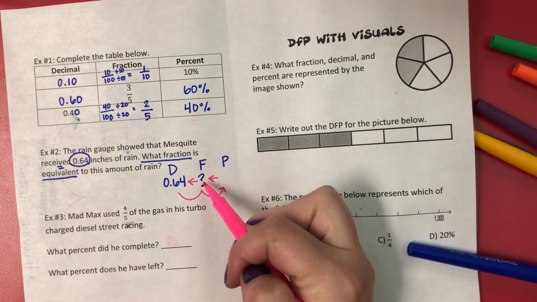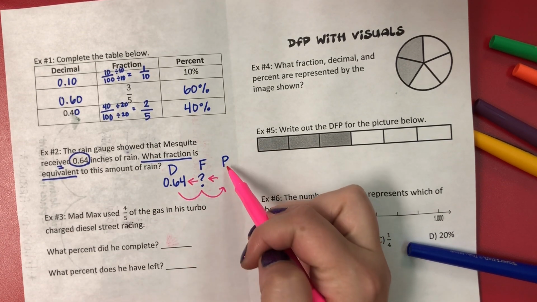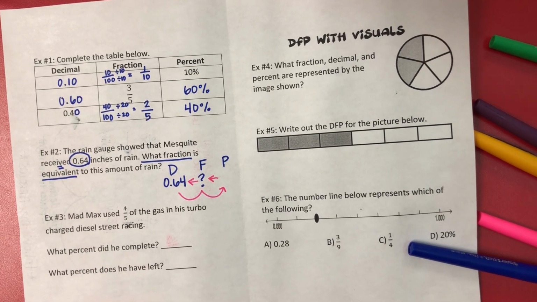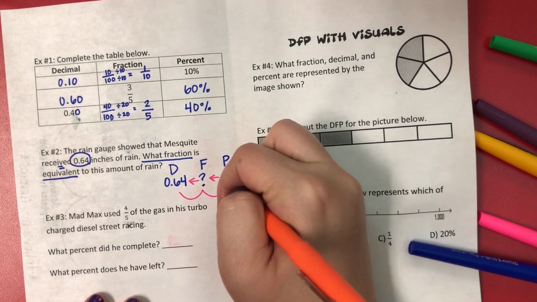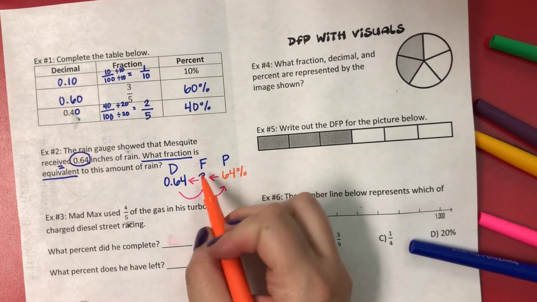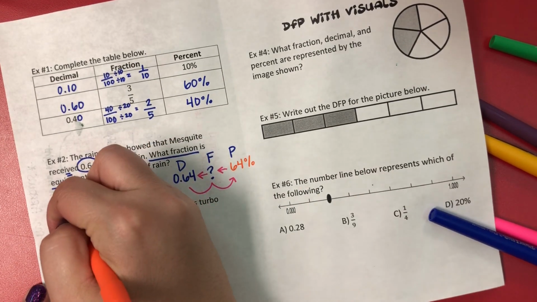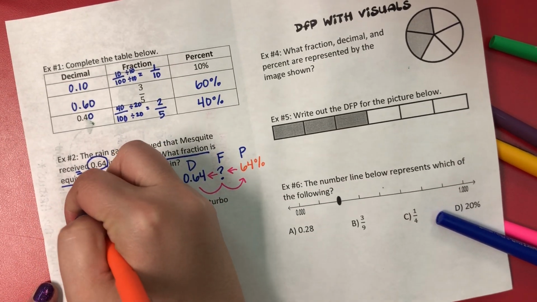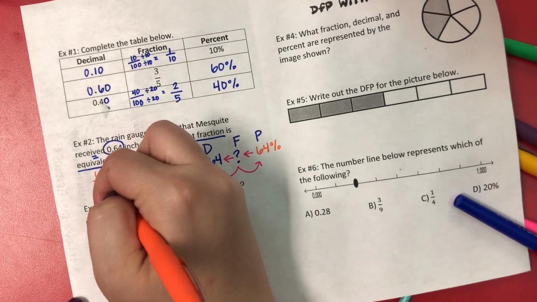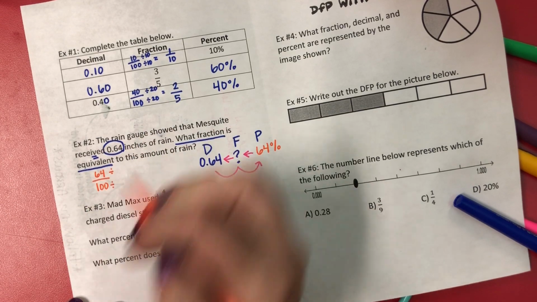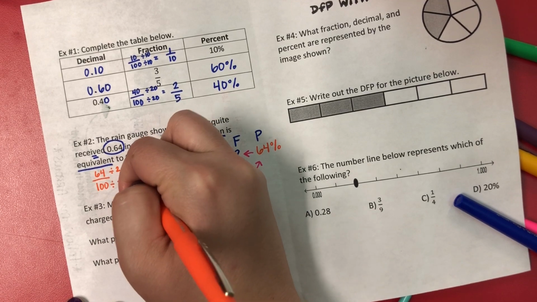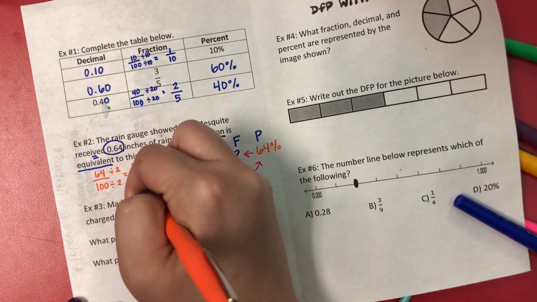So I'm actually going to have to convert to a percent and then make a fraction. My percentage will be 64%. And then again, percent goes over 100. So we're going to have 64 over 100, and we can reduce. We can reduce by 2, and that'll get us 32 over 50.